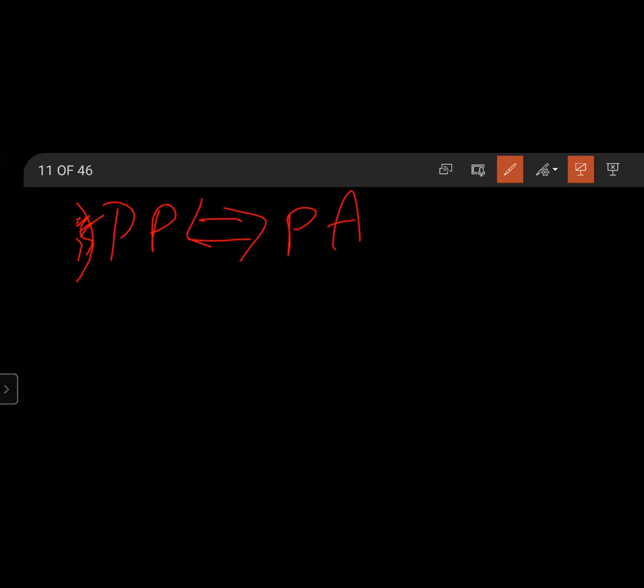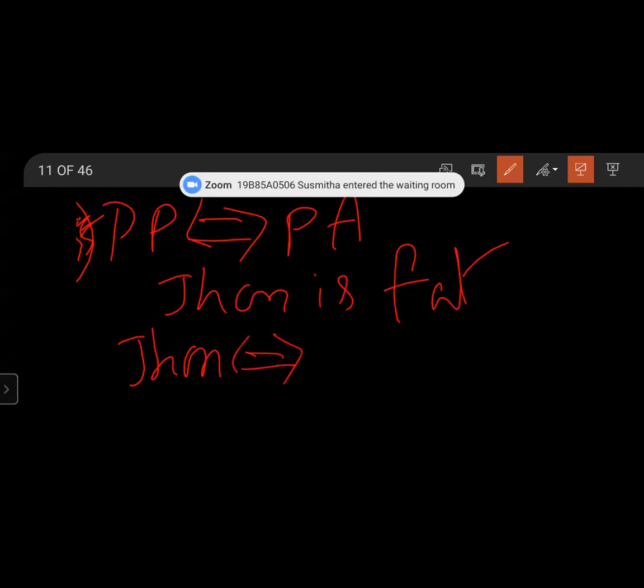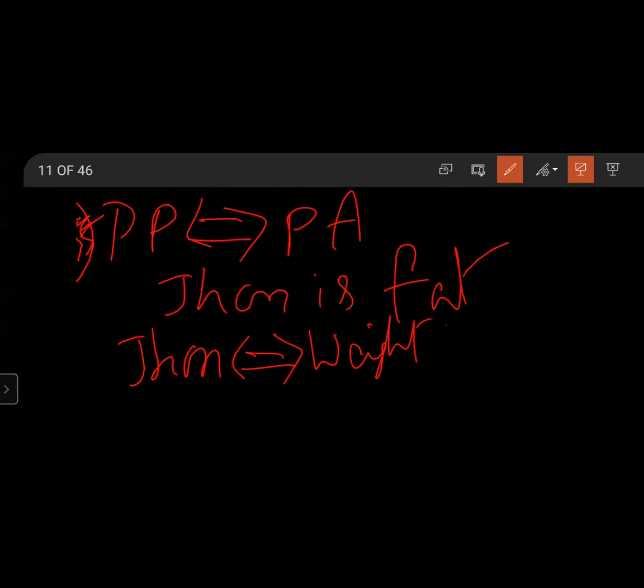For example, John is fat. In CD representation, John double arrows, weight greater than 80. So weight greater than 80. John is fat. Okay, this is rule number 5. And next, rule number 6.